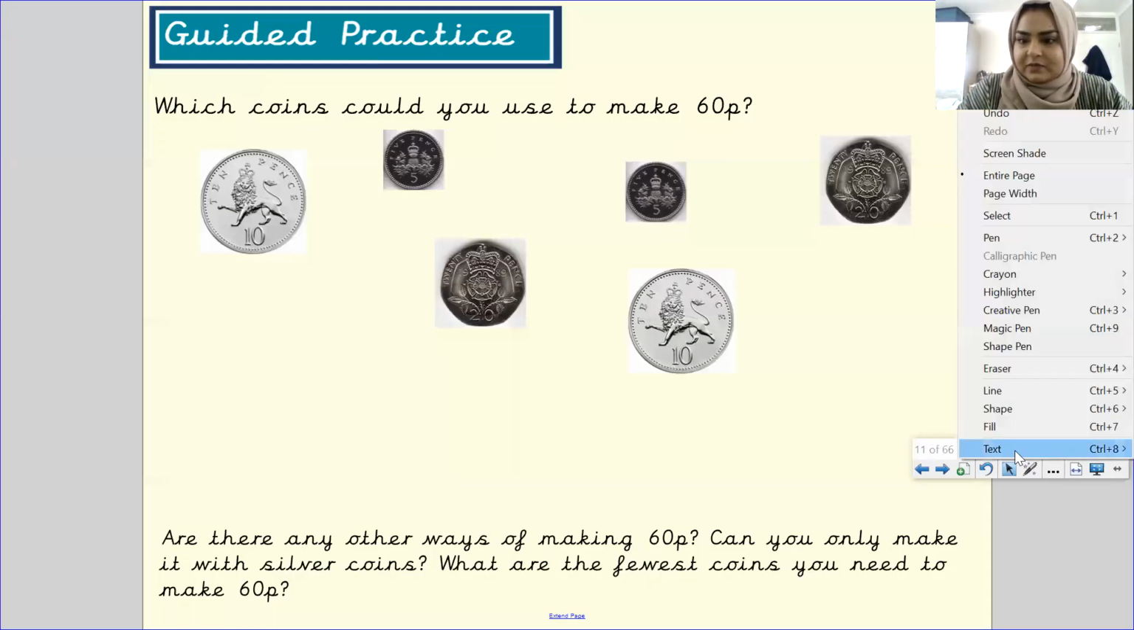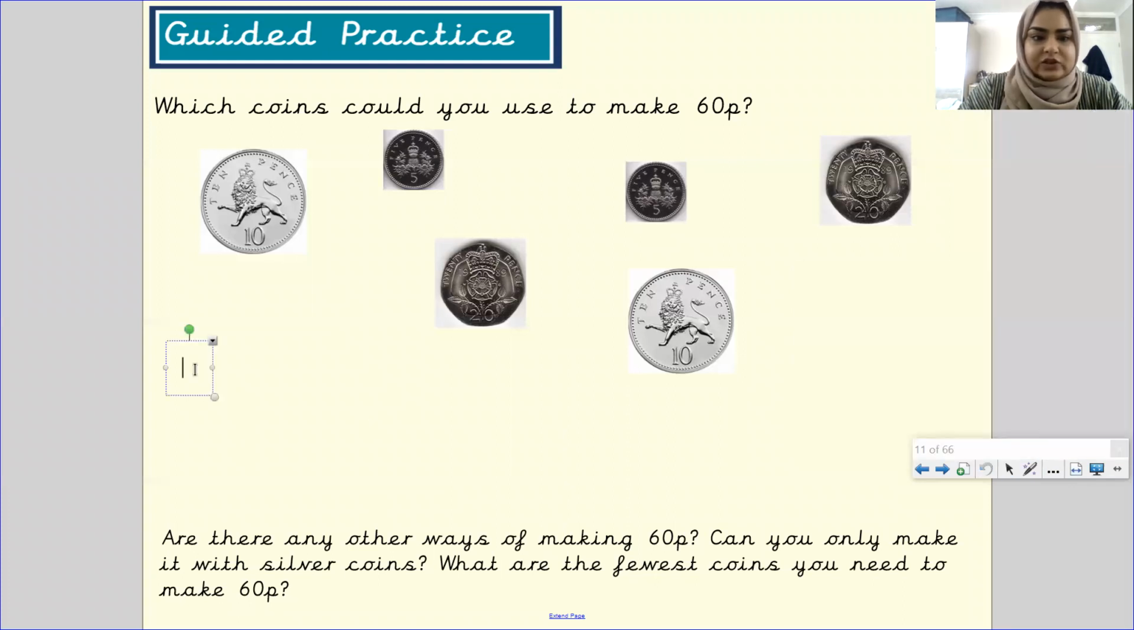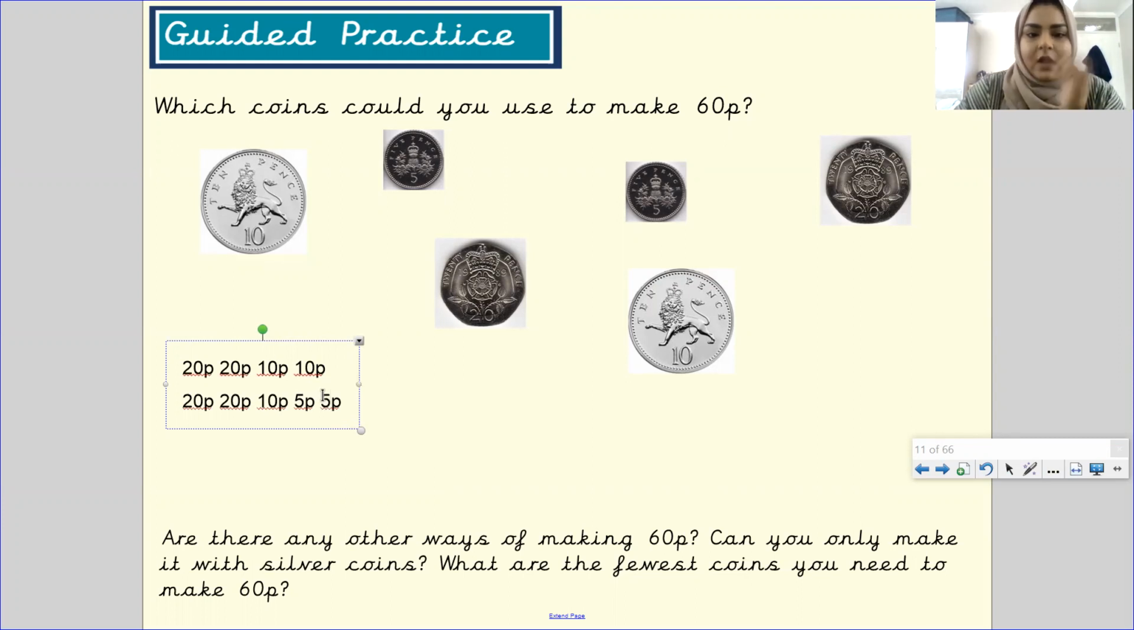Okay, so I'm just going to write some ways here. So I can use 20p, 20p, 10p, 10p. So that's 20, 40, 50, 60. I can use 20p, 10p, 5p, 20p, 20p, which is 40p, 50, 55, 60. I could do, okay, so those are the only ways that I can find, 2 ways.